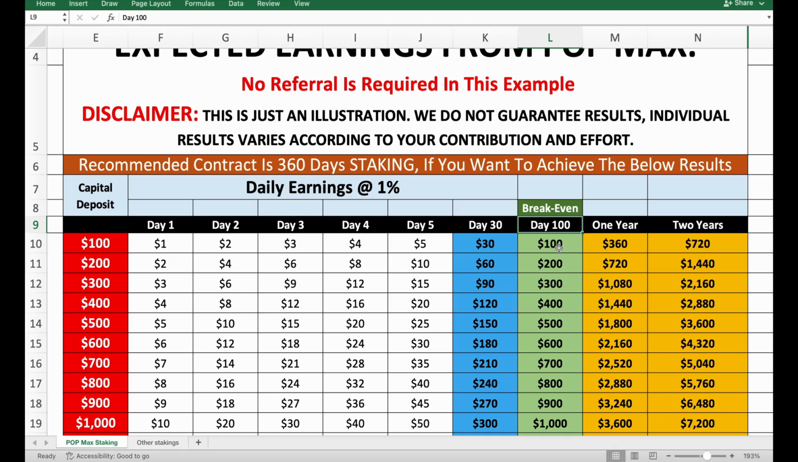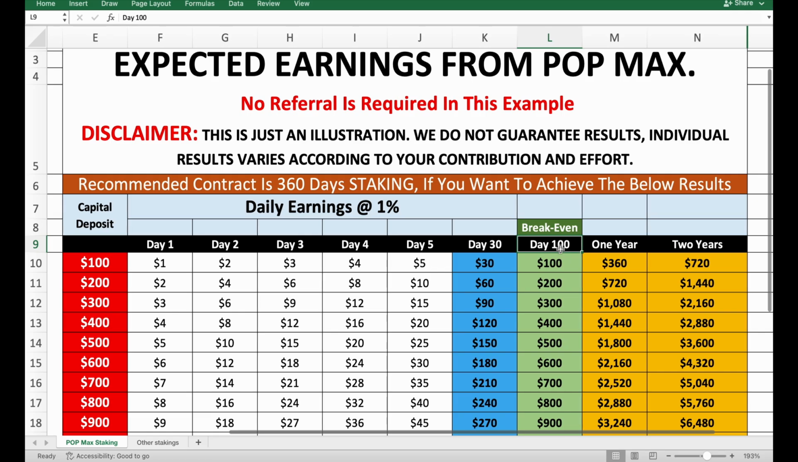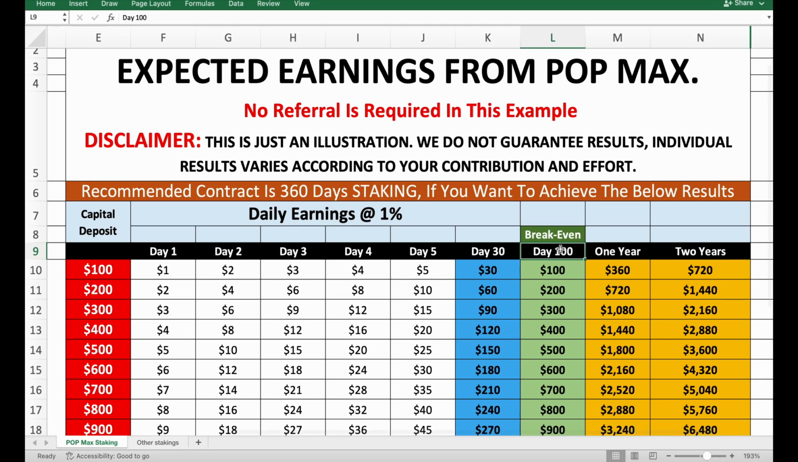Now remember also that people can make multiple deposits into their PopMax account. But remember that each deposit that you have made, that starts its own 360 days. However, everything combines together to give you the total amount of what you have staked.